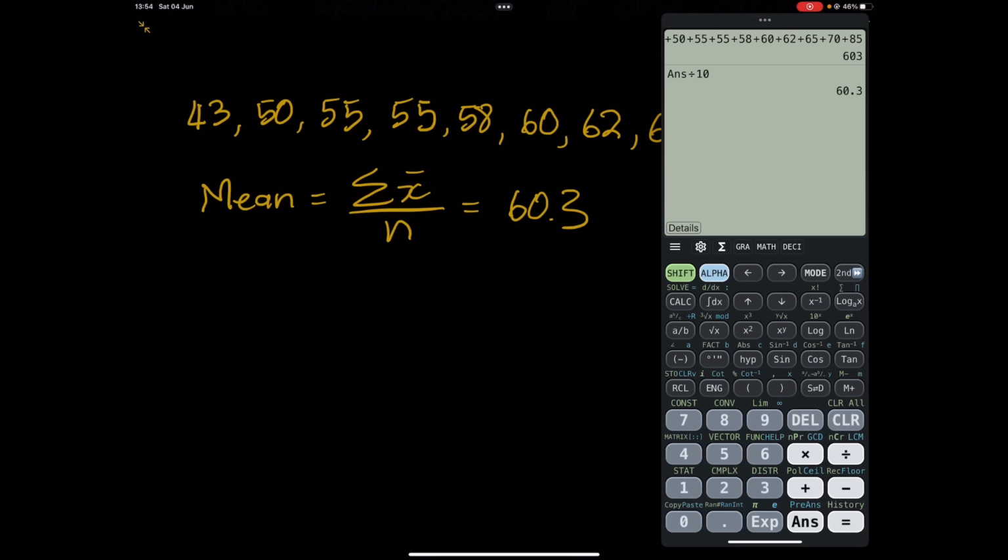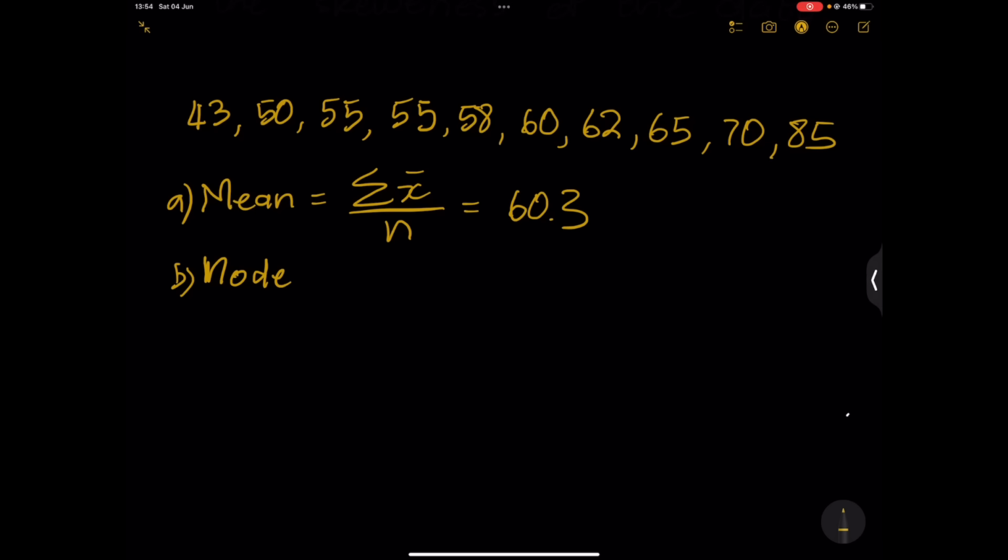So that is our mean, right? And then they wanted us to get the mode. Remember, what did we say the mode is in this case? So that's going to be A, that's B. The mode is the number that appears the most. In this case, the number that appears the most here, I can see it's 55. So our mode is 55. And actually, all of those are A, right?